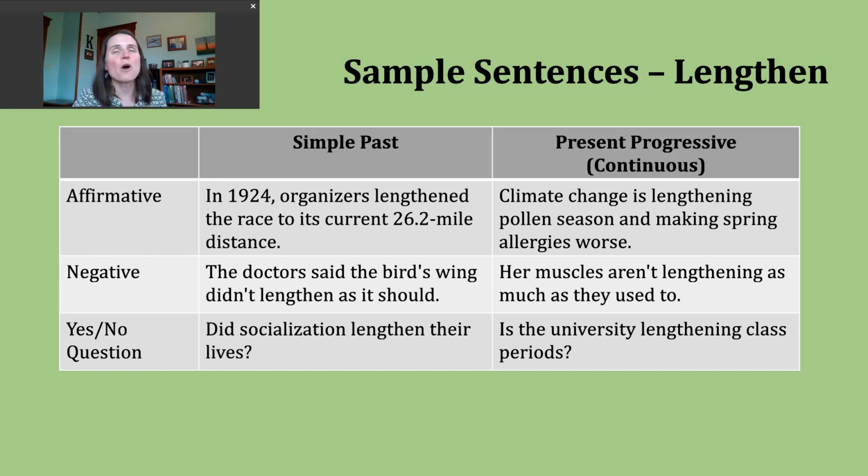So the verb be can always be a little bit confusing. You might remember there are 3 forms of that verb in the present. So if my subject is I, I'm going to use am, and then that ing form of the verb. If my subject is you, we, or they, I'm going to use are, and then the ing form of the verb. And finally, if my subject is he, she, or it, I use is, and then the ing form of the verb. Let's take a look at an example sentence. Climate change is lengthening pollen season and making spring allergies worse.